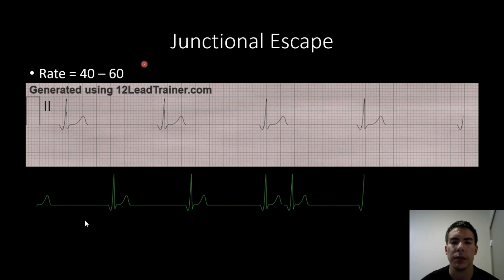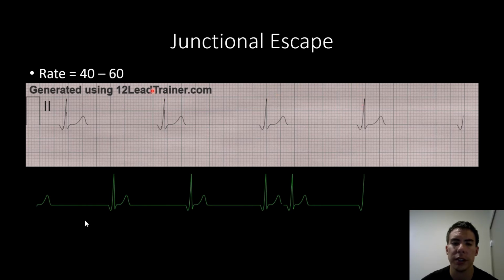Alright, so our first rhythm is junctional escape rhythm. So a junctional escape rhythm is going to be at a rate of 40 to 60 beats per minute. And it'll have all those other same characteristics. So it's going to be very regular. We're going to have either no P waves, or it'll be a short PR interval, or it'll be after the QRS. So if we go through our steps, starting with regularity, check R waves for regularity.